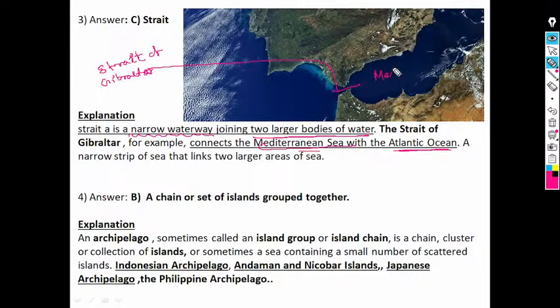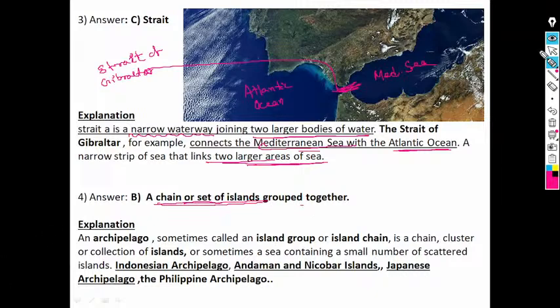Connects your Mediterranean Sea with your Atlantic Ocean. Strait of Gibraltar. A narrow strip of sea that links two larger areas of sea, particularly. Strait. Next, a chain or set of islands grouped together.